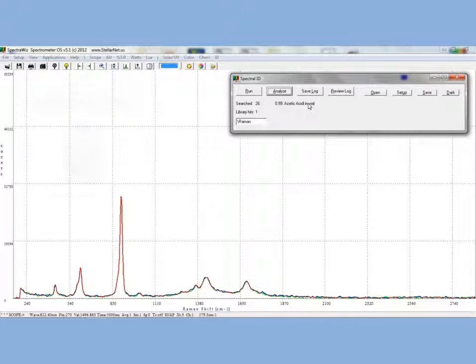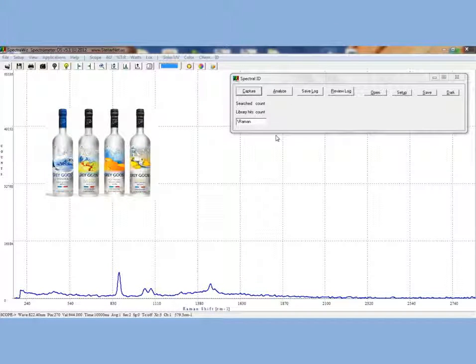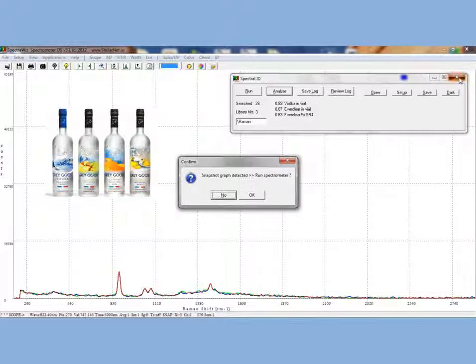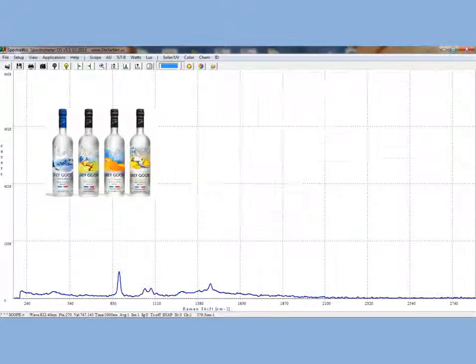In the last example, let's look at vodka, which is a distilled beverage primarily composed of water and ethanol with trace impurities and flavoring. You can see from the Raman library matches that we get vodka in a vial as the number one match, with also other hits from Everclear, which is a similar water ethanol based beverage except with higher concentration of ethanol.